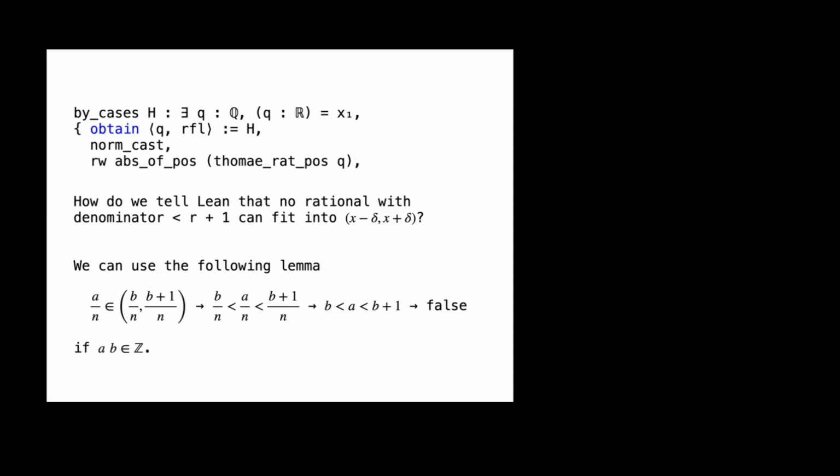And so how do we tell Lean that no rational with a denominator less than r plus 1 can fit into this delta interval around x that we defined? And we can use the following lemma.